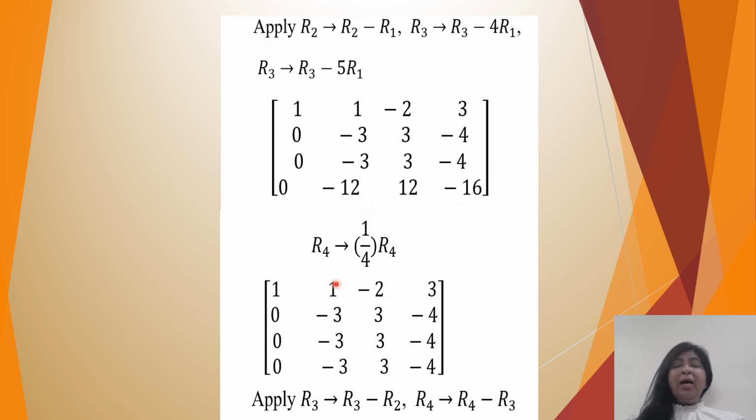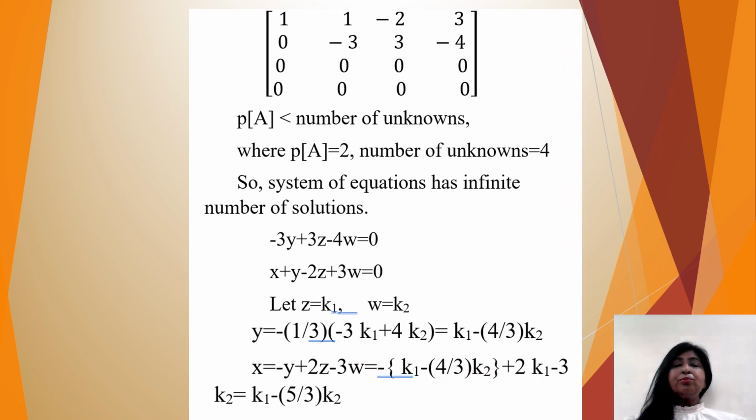Now I apply R4 as 1 by 4 R4. So what I will get is again minus 3, 3 and minus 4. Now you can see that the second row, third row and fourth row are all the same. So I apply R3 minus R2, and I will get R3 as 0. Then R4 minus R3, again all entries become 0. So I am getting the third row as well as the fourth row as 0.